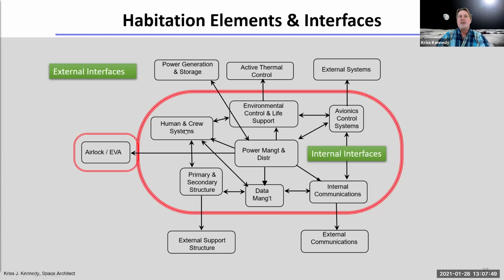The human and crew systems have a lot of interconnection between data management, primary structure, secondary structure for handholds and restraints, environmental control, power distribution, et cetera, internal communications, and so on. So there's a lot of interconnectedness and interdependencies between all these systems from an interface perspective.